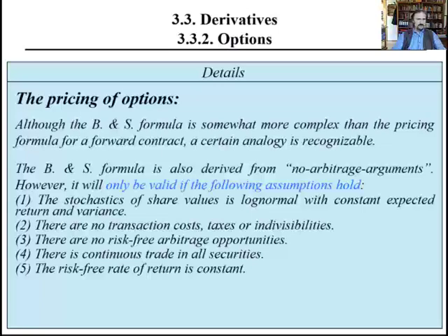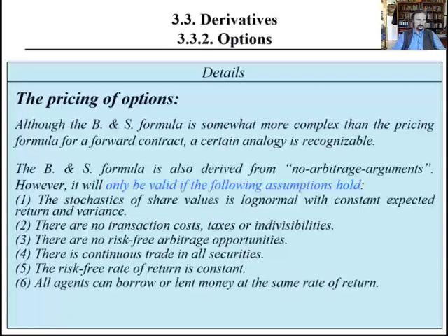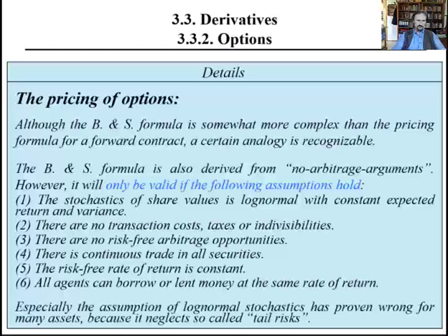And fifth, the risk-free rate of return of the underlying asset is constant. Sixth assumption is all agents can borrow or lend money at the same rate of return. So in reality, different agents have different market standing, therefore they have to pay different rate of returns if they want to borrow or lend money. Especially the assumption of log normal stochastics has proven wrong for many assets because it neglects so-called tail risk at the fringe of the stochastic distributions.